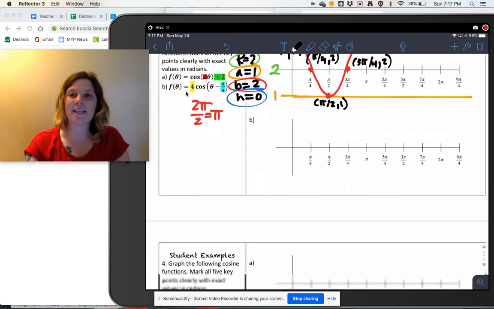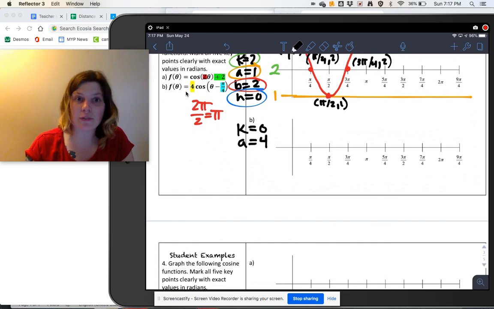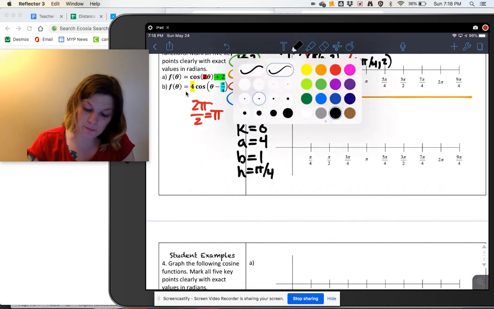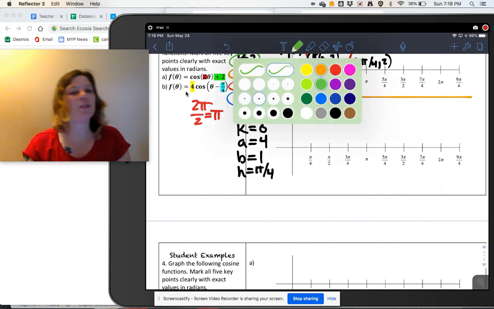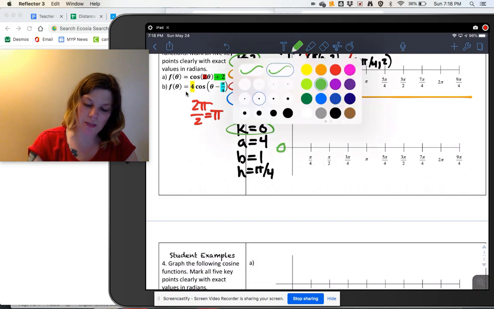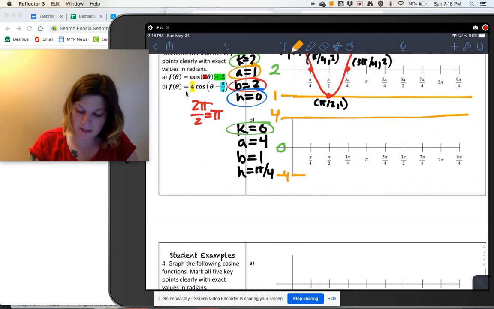All right, this next one has a k value that is 0, neutral value. And then we have an a value of 4, that's different than what we've seen. We have a b value of 1, neutral value. And then our h value is pi over 4, so that's not neutral. So let's go through it. We're just following that same process. It's really going to help you not make any mistakes if you go through them in this order. Remember, our 4 is up here. Then we go down to -4 to here.